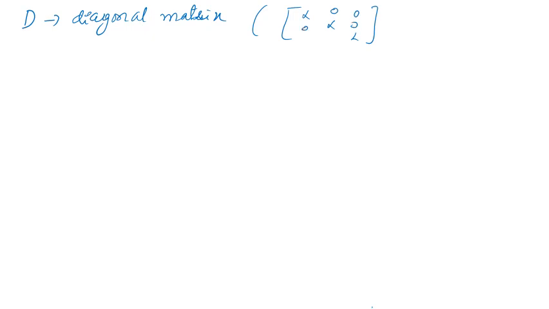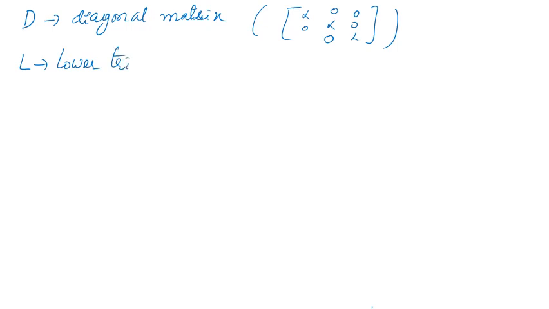Okay. Now D stands for diagonal matrix. Diagonal matrix means what? Only diagonal elements are there, and all remaining positions are zeros. This is diagonal matrix.